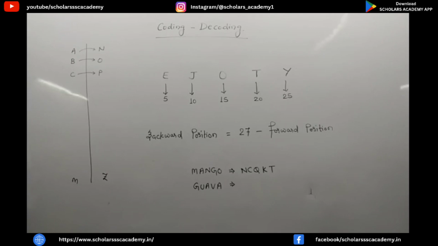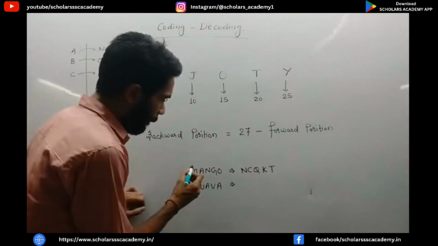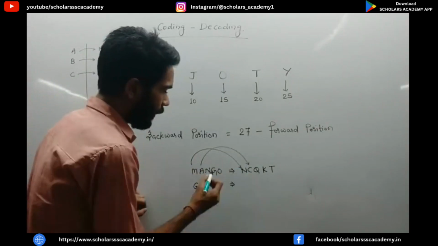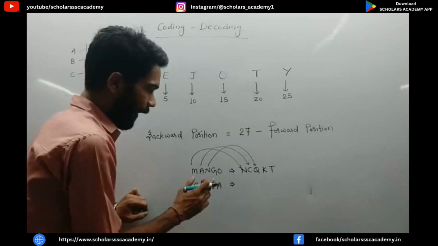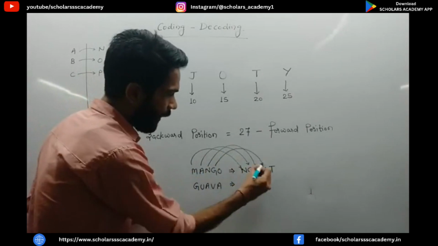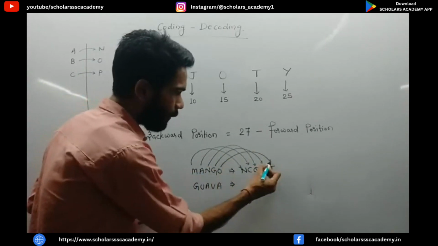Not that way. It's just happening as +1, +2, +3, +4, +5. M plus 1, N. A plus 2, C. N plus 3, Q. N 14, Q 17. G 7, K 11 plus 4. And then O 15, T 20 plus 5.